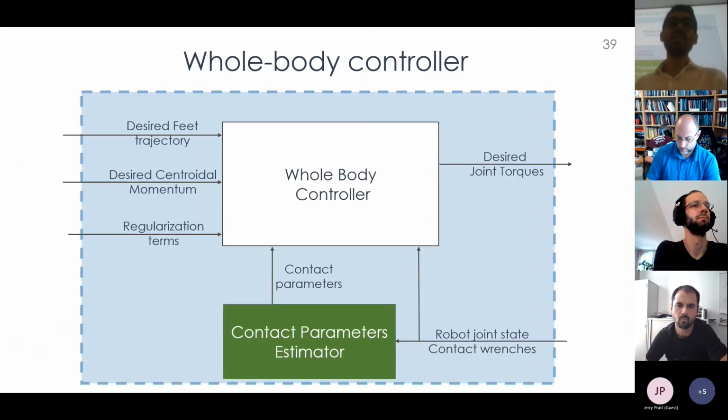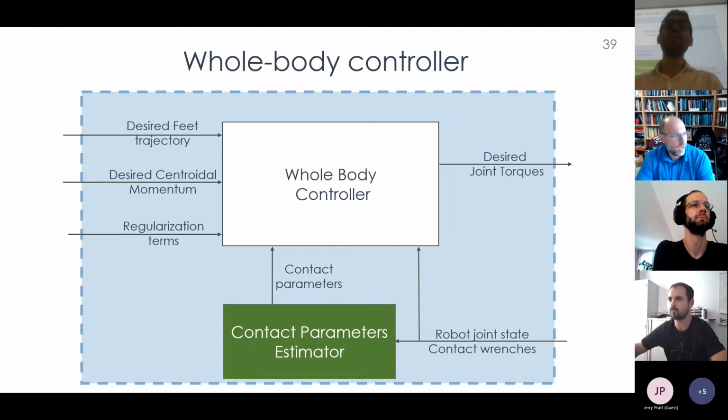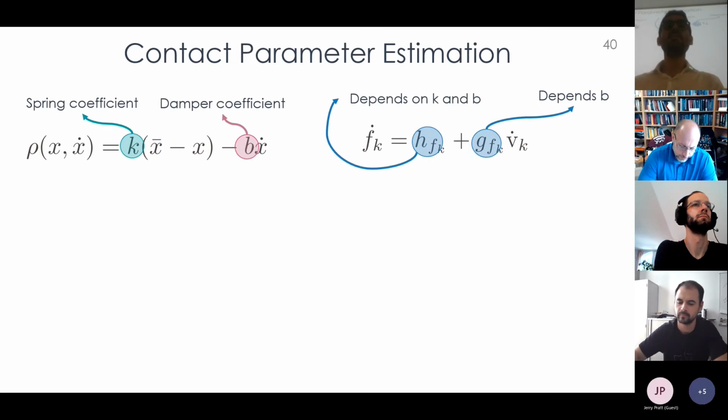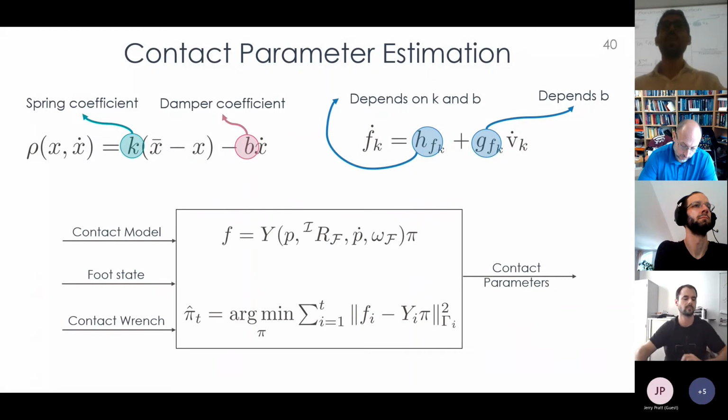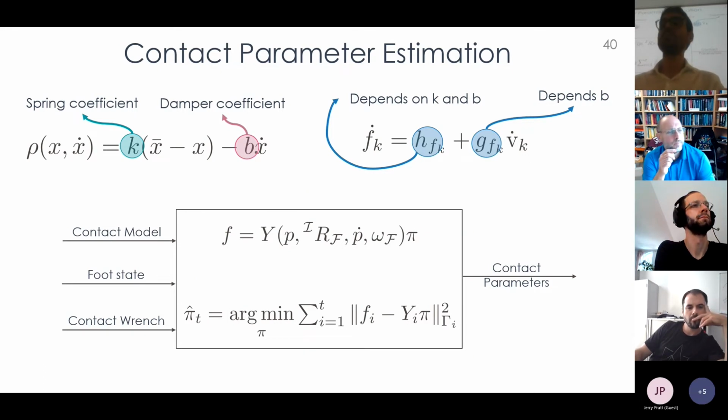Okay, so now let's go inside the contact parameter estimator. This is required because, as you can imagine, the whole body controller relies on the contact model, and this contact model depends on the contact parameters. The model that we propose depends linearly on the spring coefficient and on the damper coefficient. And so in the end, what we implement is a recursive least squares algorithm that takes as input the contact model, the state of the foot, and the contact branch. The output is the contact parameters, which are then used by the controller in order to generate the joint torques.